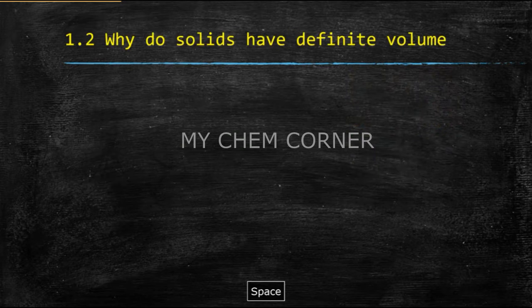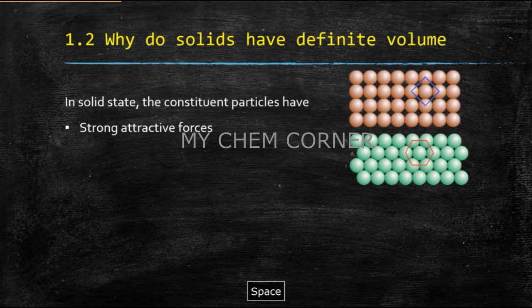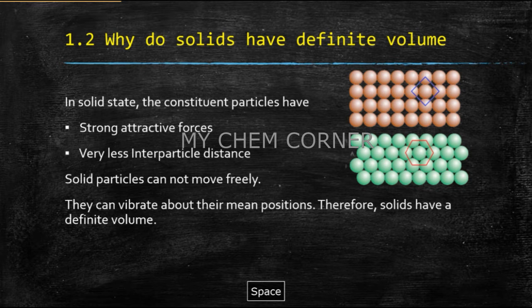Next, question 1.2 says, why do solids have definite volume? The theory of this question is similar to the previous one. We're going to talk about the interparticle distance and the strong attractive forces which are responsible for the way the particles are arranged, and because of that, they can only vibrate about their mean positions. They cannot move freely. Therefore, solid particles are rigid as well as have a definite volume because of all this. So for 1.1 and 1.2, the answer is the same. There's no difference in it.